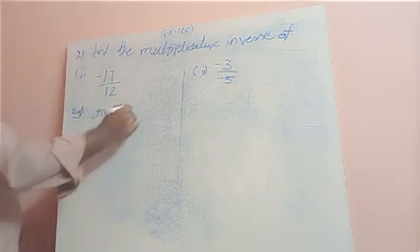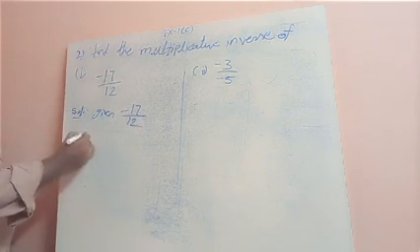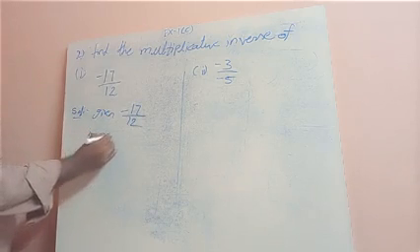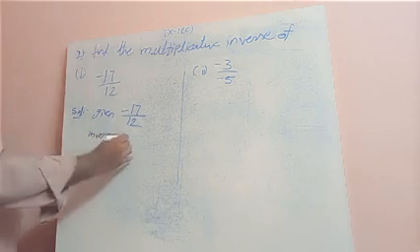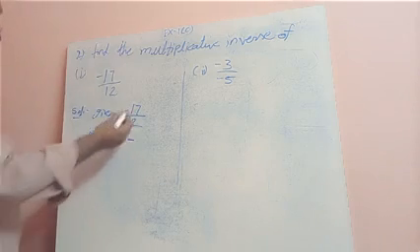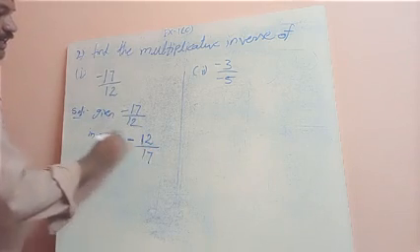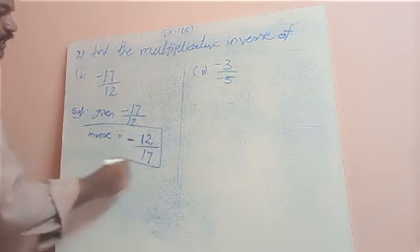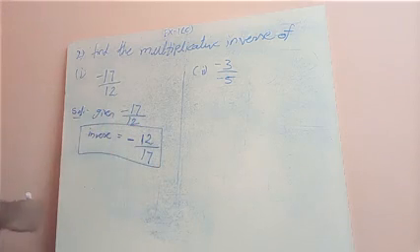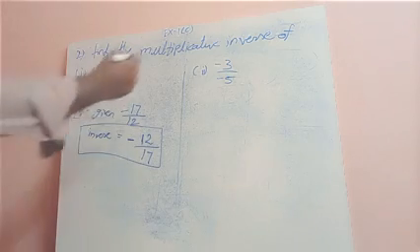Given minus 17 by 12. Inverse means reciprocal. The sign is the same. The reciprocal of 17 by 12 is 12 by 17. The answer is this only: minus 12 by 17. Next sum is here.